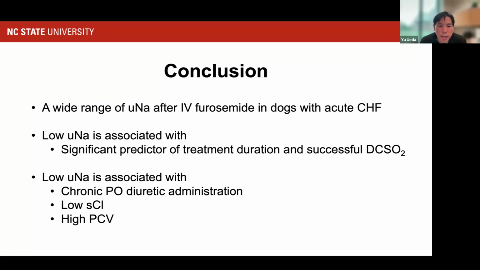So as a conclusion, like I said, they found a wide range of urinary sodium concentration after IV fluid administration in dogs with acute congestive heart failure. Maybe that depends on the severity of the congestive heart failure. But again, like I said at the beginning, many of the patients in this study group already had chronic furosemide and torsemide treatment at home. Also, they got one or more doses of IV furosemide before the index furosemide administrations.